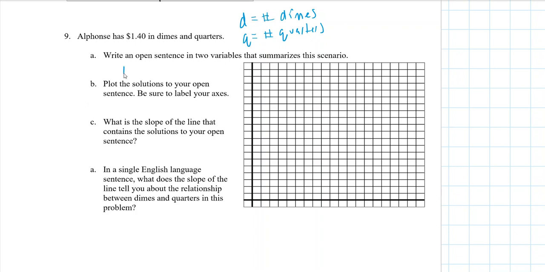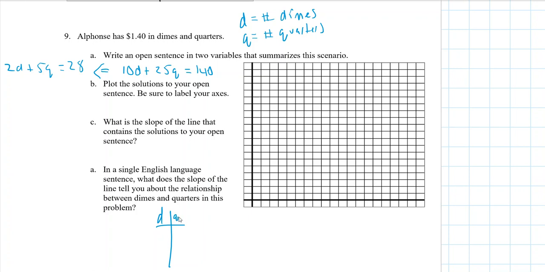So each dime is worth 10 pennies, and each quarter is worth 25 pennies, and altogether we have 140 pennies. We can divide these all by 5. That would give me 2D plus 5Q is equal to 28. A little bit easier to work with. Doesn't really matter. You can go either way. Solutions. Let's go with solutions again.